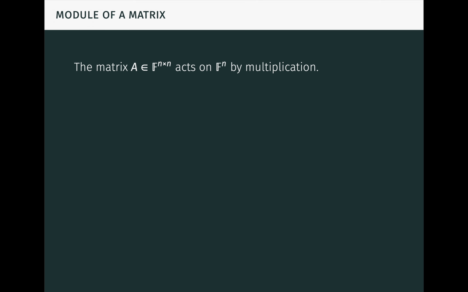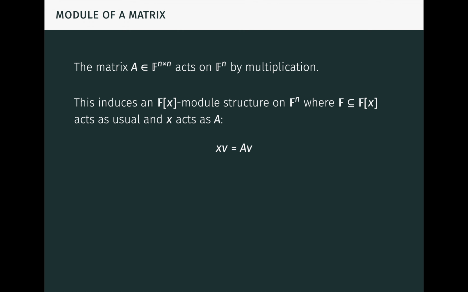Now, our matrix A acts on the vector space F^n by multiplication. In this video, we view the elements of F^n as n by 1 column vectors, and multiply them on the left by A. Importantly, this induces an F[x]-module structure on F^n, where the scalars in F, viewed as constant polynomials, act as usual, and the indeterminate x acts as A.